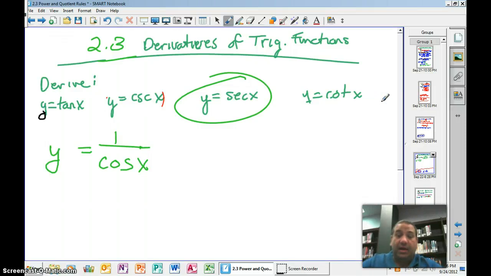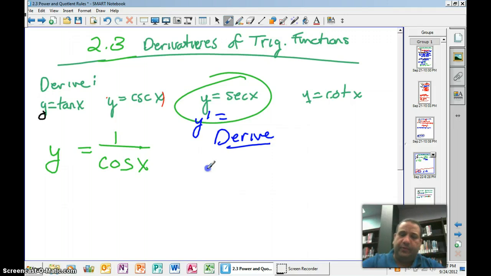Nice. Well, I'm going to derive one of them from scratch. So let's look at y equals secant of x. So it's 1 over cosine. Now I'm going to use the quotient rule to tell me what the derivative of secant would be. Take a look. You're going to be required to do this on a test.